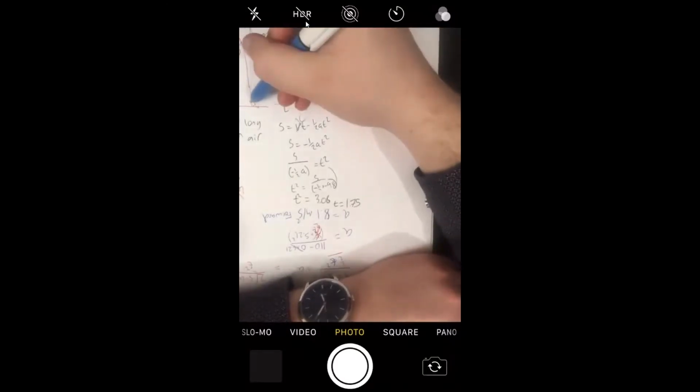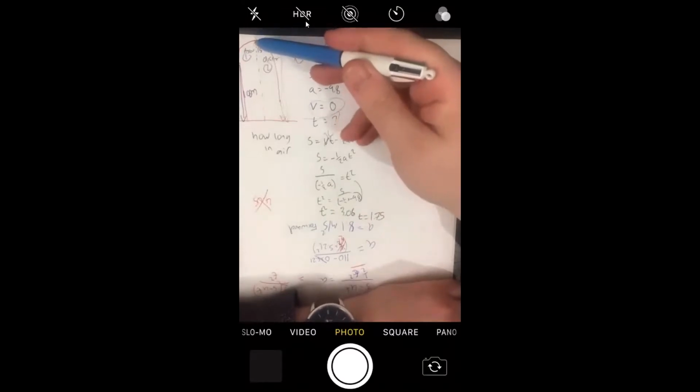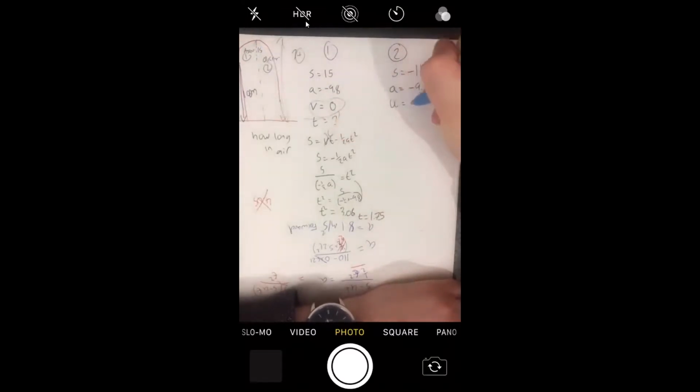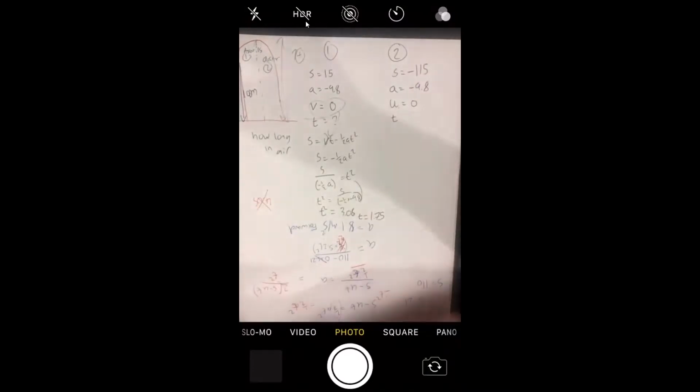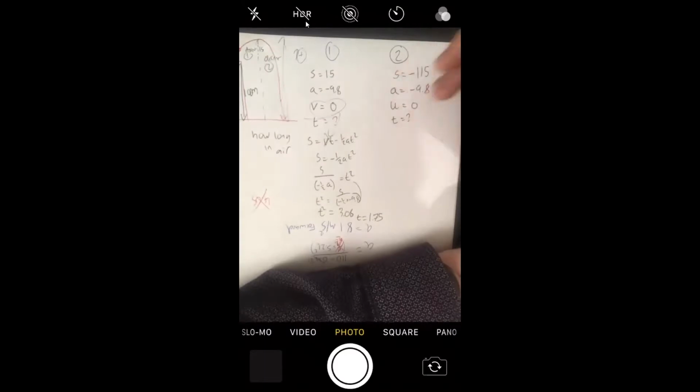Now this time, the final velocity isn't 0. The initial velocity is 0, because remember, we're not moving up or down at all at this point. So U equals 0. We want to work out T. So what's got S, A, U, and T in it? Anyone know? What's got S, A, U, and T in it? Quickly, S equals UT plus half AT squared. Thank you, you're right. S equals UT plus half AT squared.